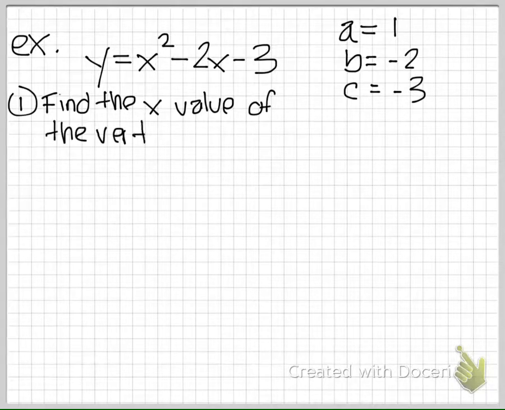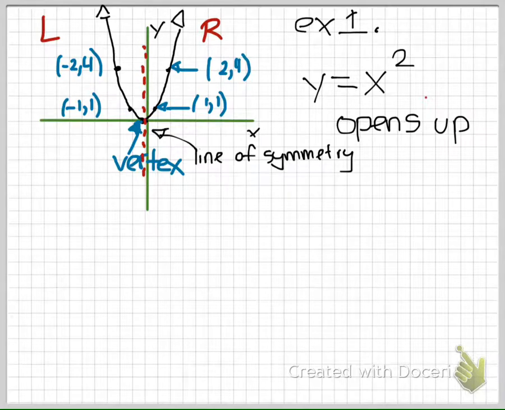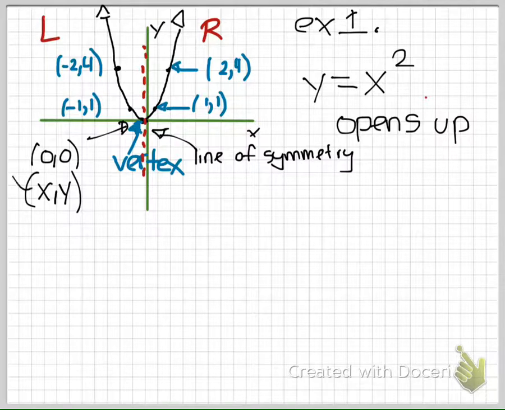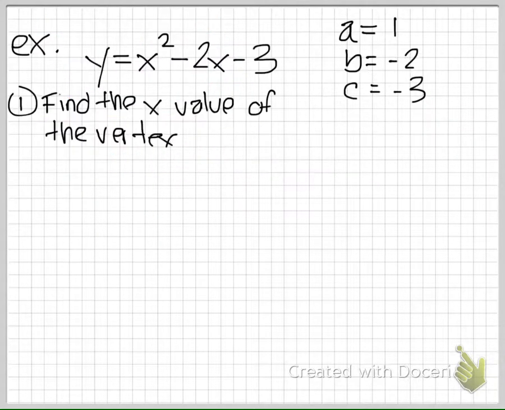Now what I mean by find the x value of the vertex is, going back to this example, we said this vertex right here is 0, 0. That's the vertex, and the x value is the first part of that vertex. We need to find the x and take that and plug it back into the equation to find out what the y value is. And there's a formula to find the x value of the vertex.